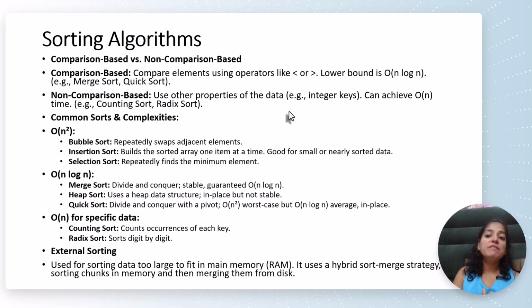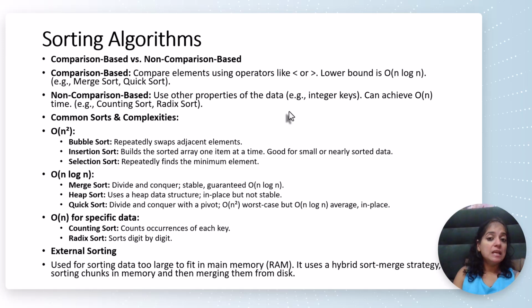Sorting algorithms are used when we need to arrange elements in either ascending or descending order. We have done bubble sort, selection sort, insertion sort, merge sort, heap sort, quick sort, radix sort, counting sort, shell sort, so many sorts. We have two types of sorting basically: comparison based and non-comparison based. In comparison based, we compare the elements, like if an element is less than or greater than the other one, like bubble sort, merge sort, quick sort.